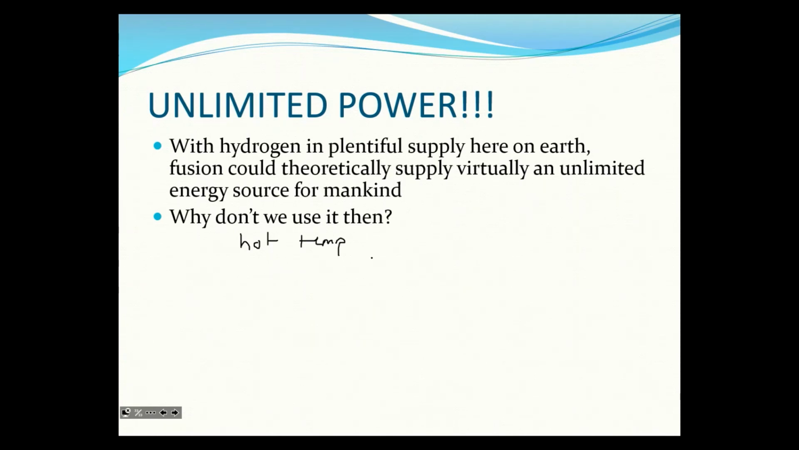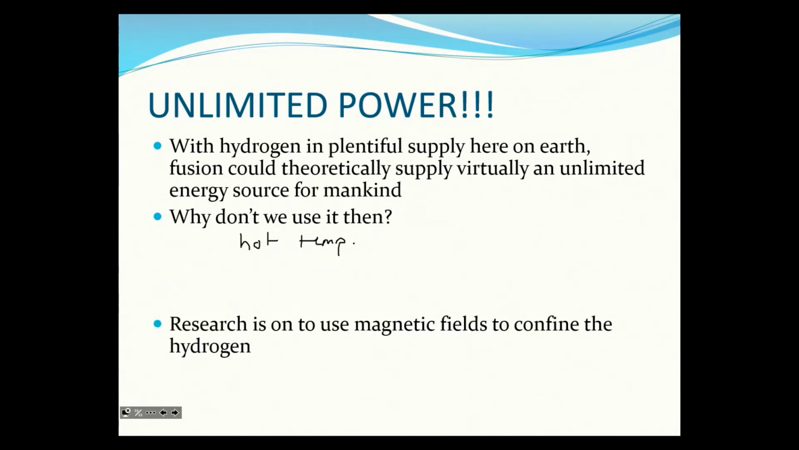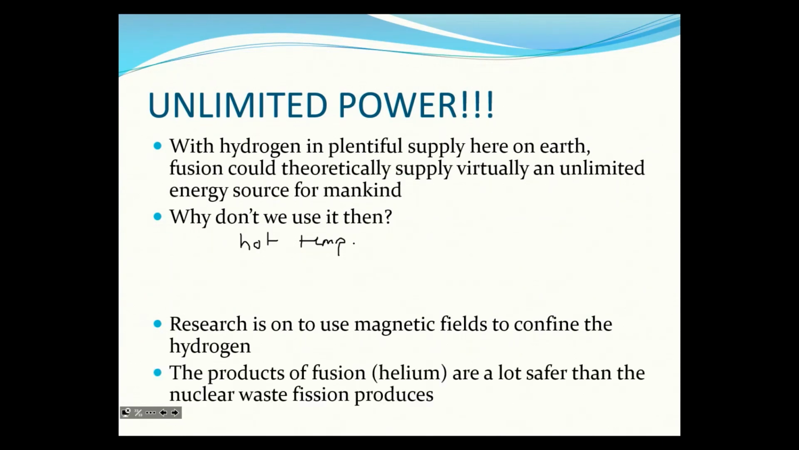To make fusion happen, you need to be more than 1,000,000 degrees. And if you have a reaction happening at 1,000,000 degrees, there's no container that can hold that. It would melt, it would destroy everything, and it would blow up. So that's the biggest problem. So they're doing research on using magnetic fields to contain the hydrogen, because magnetic fields wouldn't be affected by the temperature. In 10, 20 years from now, yes, they will have fusion reactors, but they just don't have them yet. And the other great part about fusion is that you make helium, so it's a lot safer than the nuclear waste products of fission.